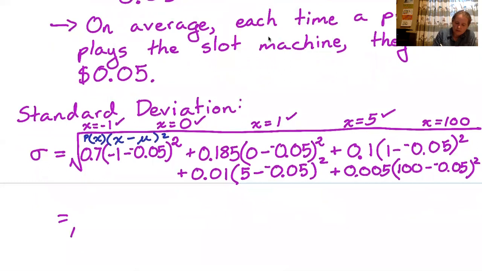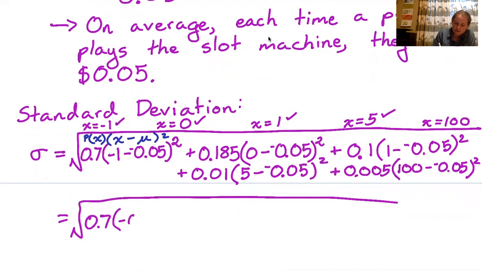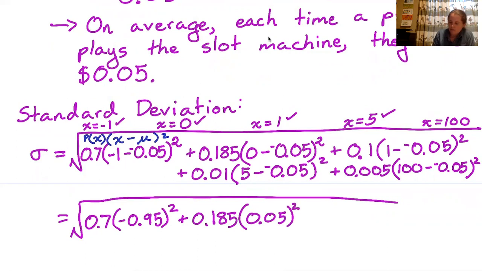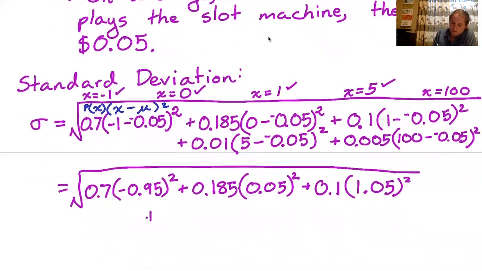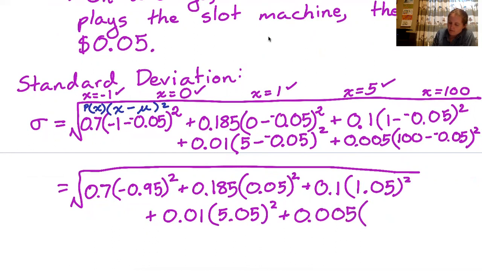Working through this, we have the square root of 0.7 times negative 0.95, square that, plus 0.185 times 0.05 squared, plus 0.1 times 1.05 squared, plus 0.01 times 5.05 squared, plus 0.005 times 100.05 squared.